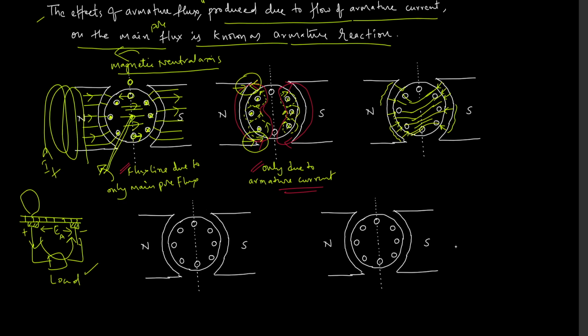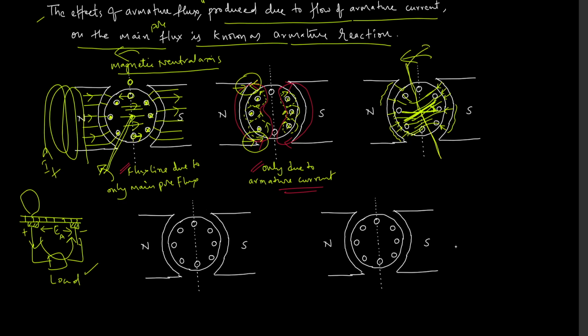So what happens? Now the direction of flux in the armature will be slightly tilted towards the direction of rotation by some angle. Earlier it was horizontal, now it is tilted by some angle here. So now this will be the new magnetic neutral axis.